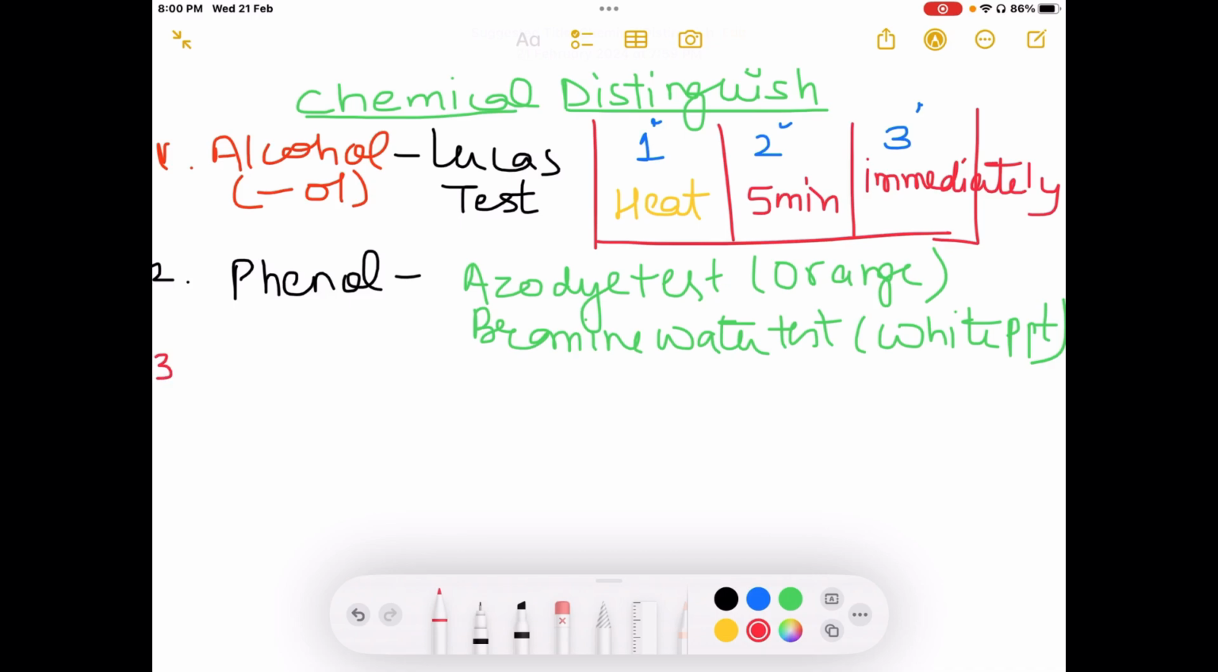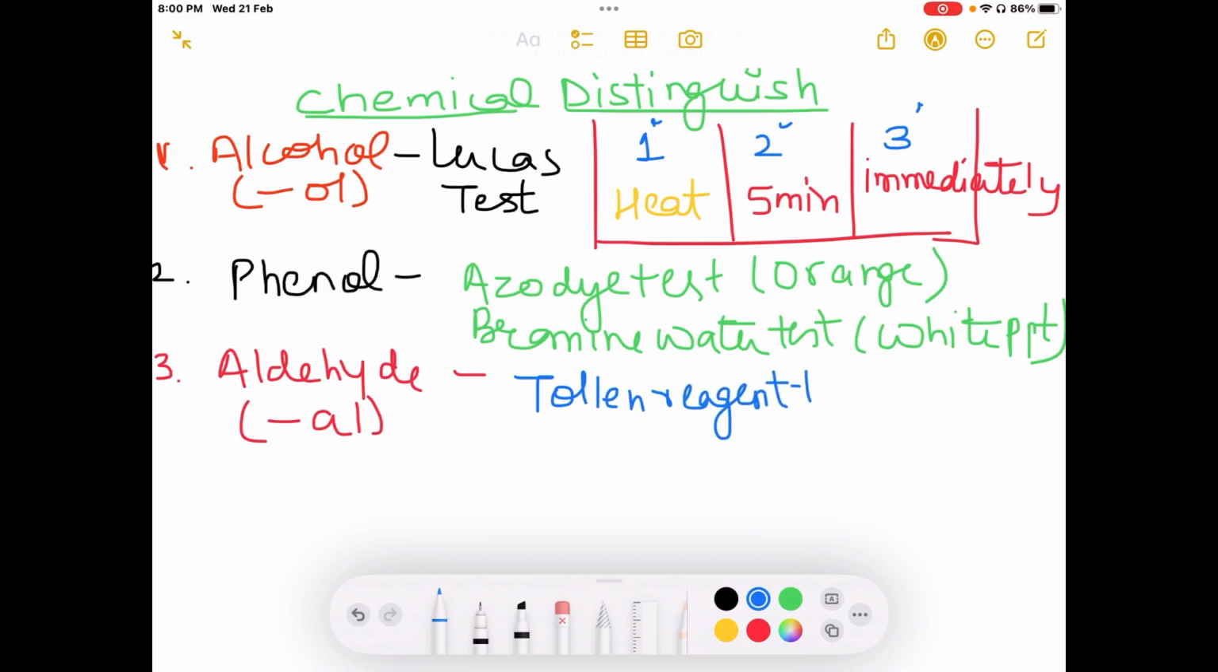Next is aldehyde. For aldehyde, the suffix is al, and a chemical test that we perform is the Tollens reagent test, which is applicable for both aliphatic as well as aromatic aldehydes. In this case, a silver mirror is obtained, a gray precipitate.